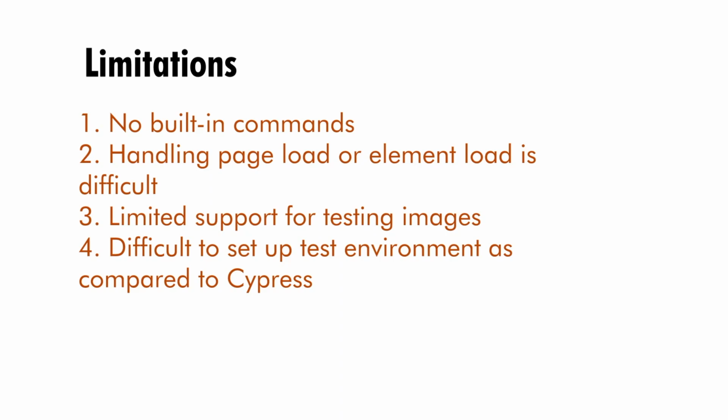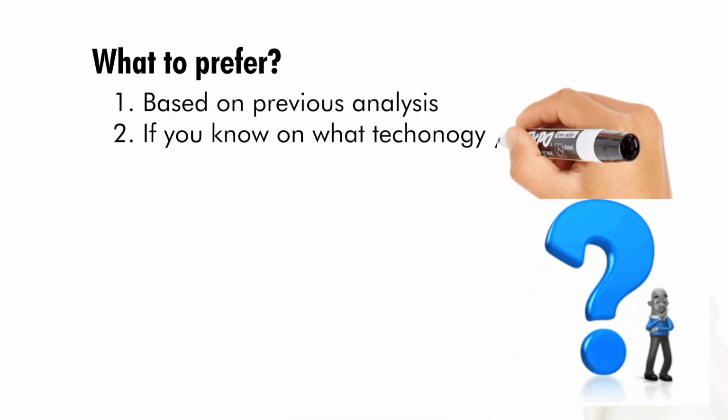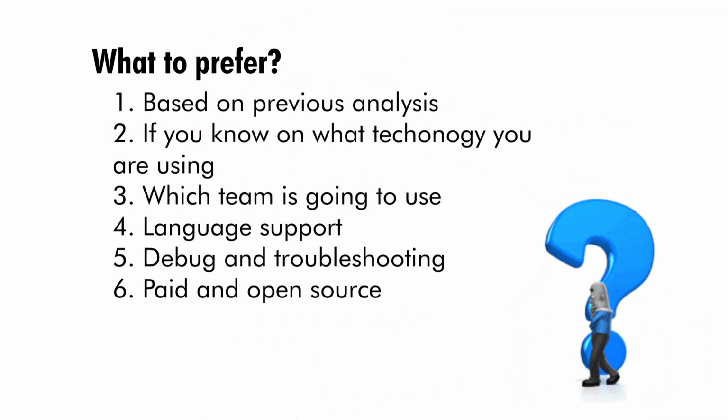In Cypress, you just have to install Node.js and Cypress and you are good to go. But in Selenium, you have to install Selenium, you have to install Java, you have to create folders, you have to download the drivers for specific browsers, and there is so much work to do. So in comparison, Selenium is a bit difficult to install and Cypress is a bit easy to install. Now what to prefer or what to choose as an automation tool for our test scripts?